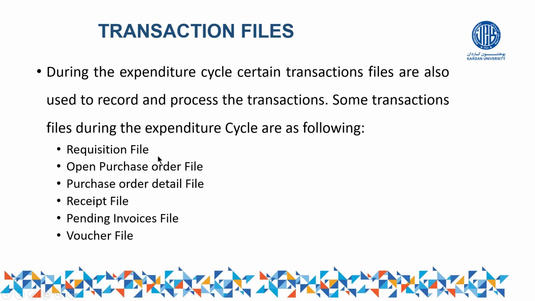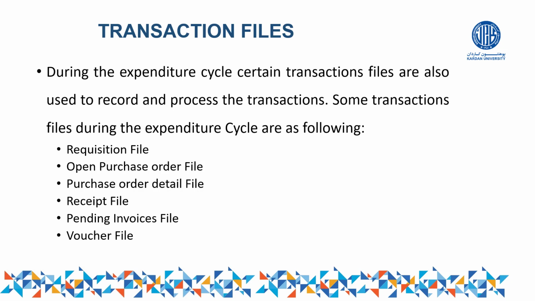Requisition files, for example, as we said before regarding requests, right? Suppose different departments request, please purchase the following product for us. One file for all those requests should be maintained here. Next one, open purchase order files. When we order for the purchase, for example, we receive the request from the department, now we order from the supplier. All those are open purchase orders. Open purchase orders means those purchase orders which are issued but the goods are not received yet.